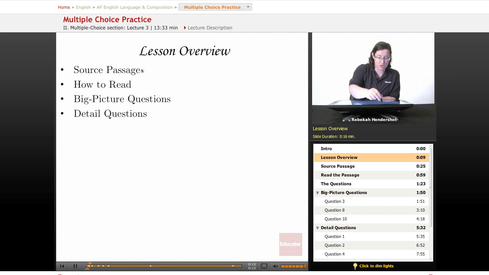All right, we're going to begin with a lesson overview. We're going to talk about the source passage, what we're actually going to be working on today. We're going to talk about how to read the passage. Then we're going to go over the answers to the big picture questions and the detail questions one at a time.